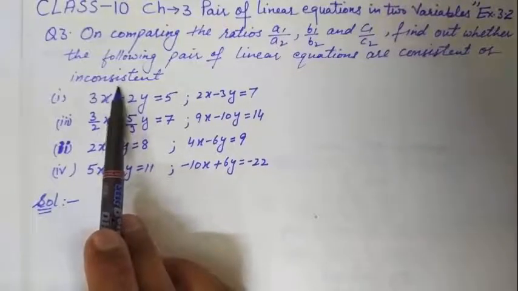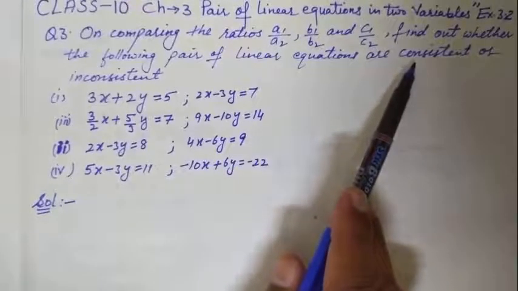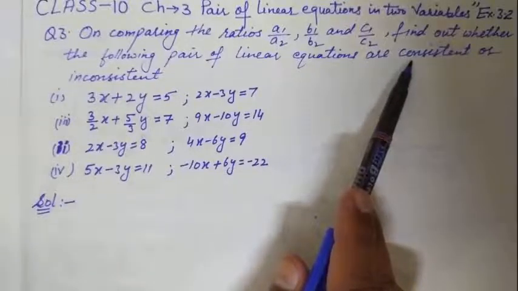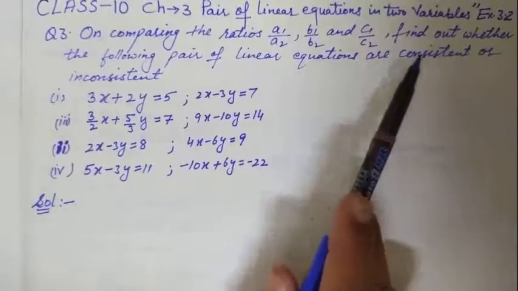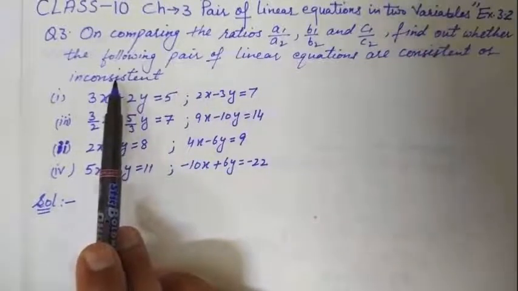So again I repeat, if a pair of linear equations in two variables has one solution, meaning a unique solution, or many solutions, then this pair of linear equations is called consistent, and if there is no solution, then it is called inconsistent.